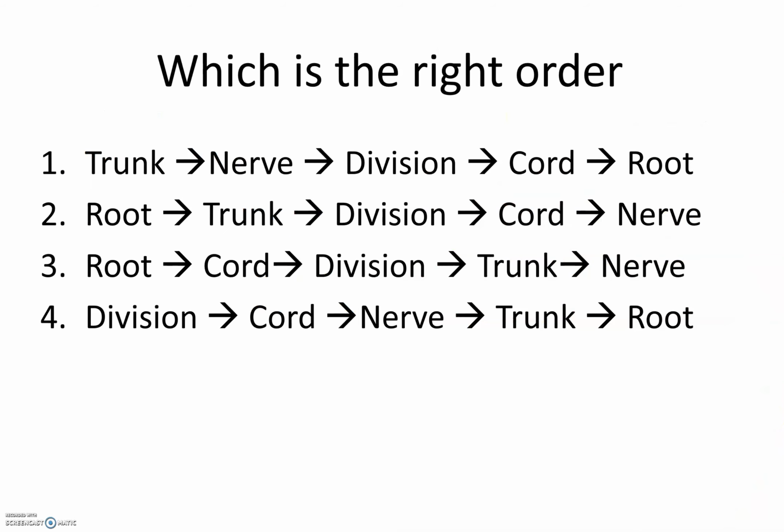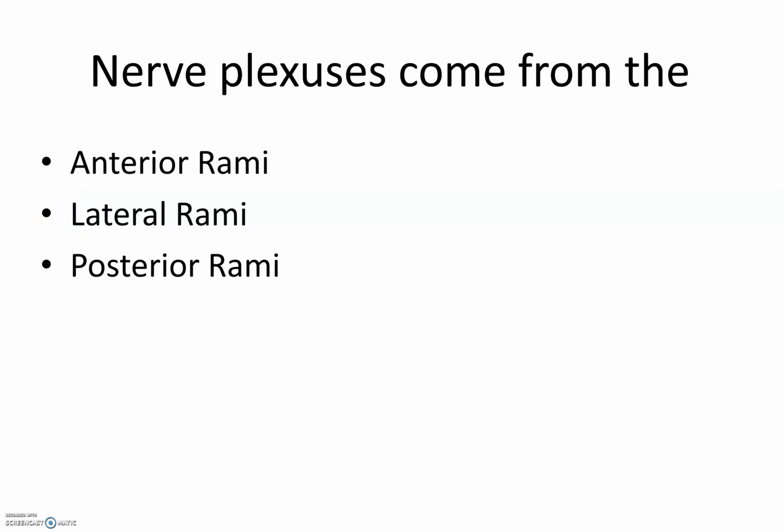Very exciting. So, which order is right? Trunk, nerve, division, cord? No. Root, trunk, division, cord. Let's see. Rad teens. It must be this one. So 2 is the correct answer. Nerve plexuses come from which rami? Anterior, lateral, or posterior? I hope you remember me saying anterior a billion times. It is anterior.